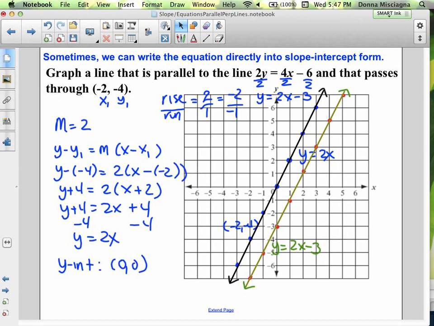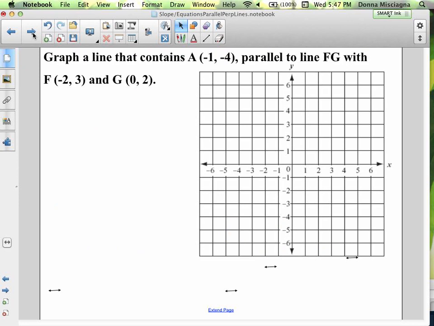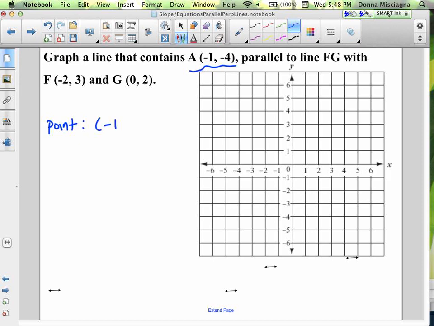I think I've got maybe one more. I think this one's it. So now notice we're not even given a line at all. We're given some points. We want to graph a line that contains (-1, -4), parallel to line FG, with F at (-2, 3) and G at (0, 2). So this is our point that we're given. If we're graphing the line that contains that point, graph this point, don't use the other points, unless you want to just graph both of the lines together and see what they look like.